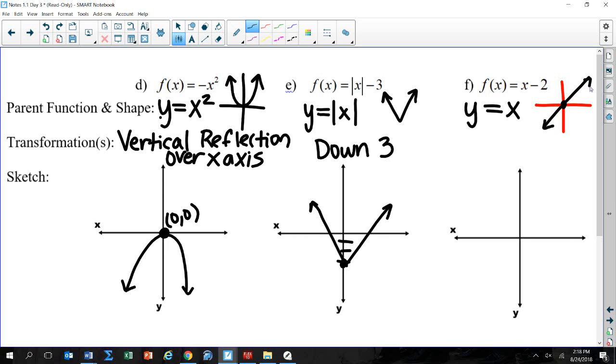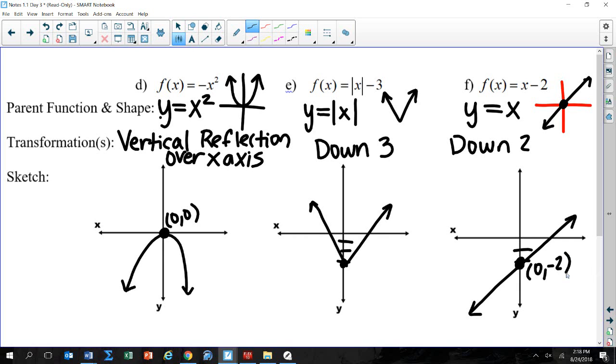So what am I doing to y equals x? What's that -2 mean? It's outside of any, there's no parentheses around it. Yep. It'd be down 2. Great. So I'm going to take this origin point and I'm going to move it down 2. Okay. And it's just going to have a line with a slope of 1 going through it. This would be the point 0, -2. Any questions about that? Okay.